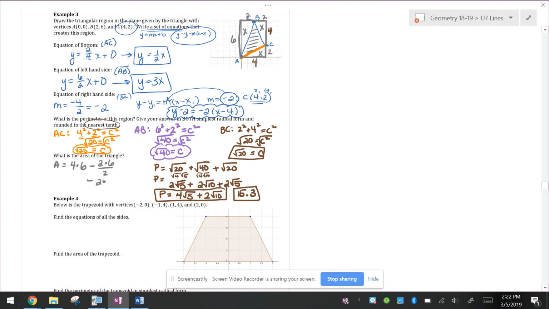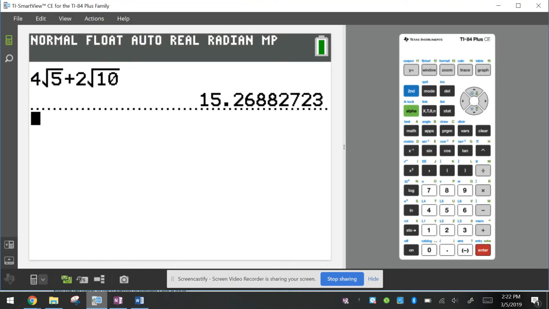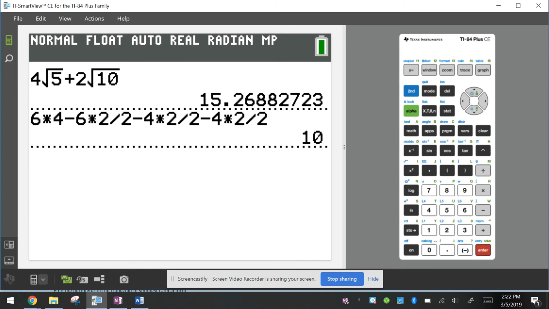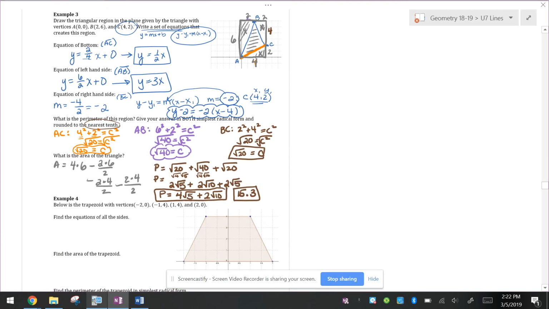and then I have to subtract out base times height divided by 2. Subtract out another base times height divided by 2. And another base times height divided by 2. 2 times 6 divided by 2, 2 times 4 divided by 2, 2 times 4 divided by 2. So I have 6 times 4 minus 6 times 2 over 2, minus 4 times 2 over 2, minus 4 times 2 over 2. And yes, I know there's a faster way to do this, but I'm just trying to be consistent. And you get 10.